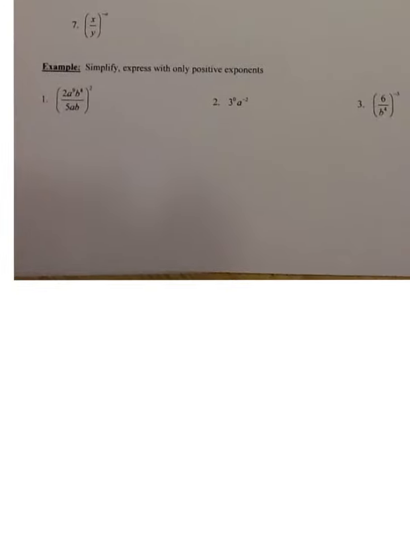Okay, so number 1, I have, in parentheses, 2a to the 9th, b to the 8th, over 5ab raised to the second power. So everything in here is multiplying. So I have 2 to the second, a to the 9th to the second, b to the 8th to the second, over 5 to the second, a to the first to the second, b to the first to the second power. All right, so I'm simplifying, and when I'm done, I don't want any negative exponents.